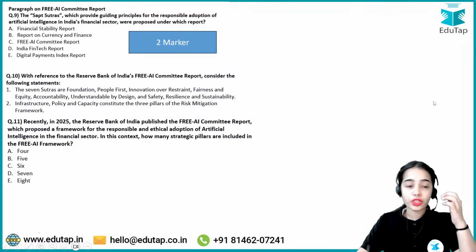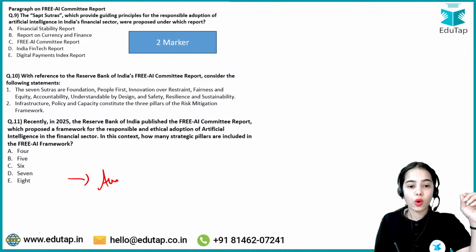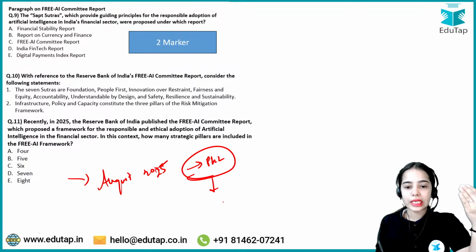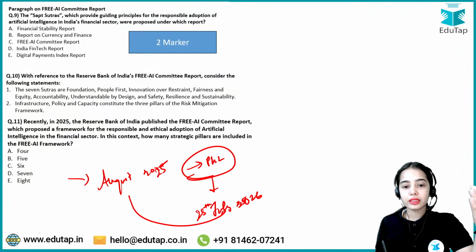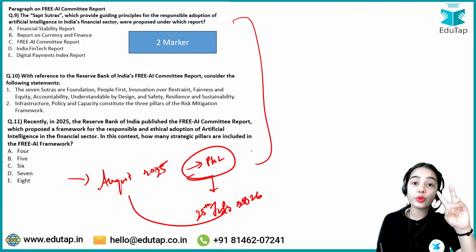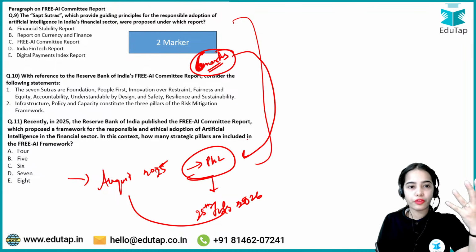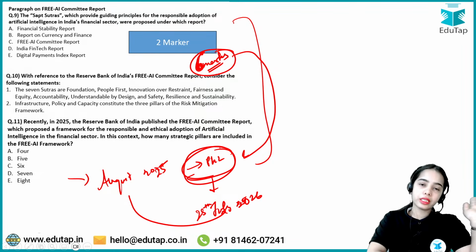The Free-AI report was released in August 2025, and your Phase 2 exam was on the 25th of July 2026. You can see that these 3 questions, at 2 marks each, that means 6 marks, were from the Free-AI report that was released nearly a year before.